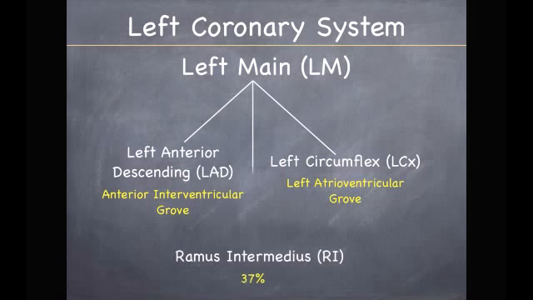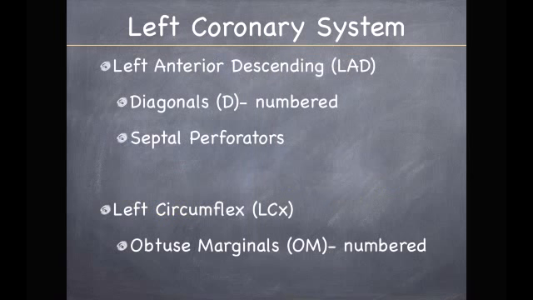Now, in about a third of patients, it's actually a trifurcation rather than a bifurcation, and that third branch in the middle is the ramus intermedius, and again, that occurs in about a third of patients. Now, moving further onto the branches on the left side of the coronary system, the LAD has branches called diagonal branches, and those are just abbreviated D1, D2, etc.